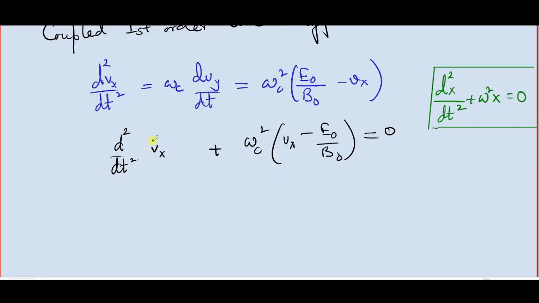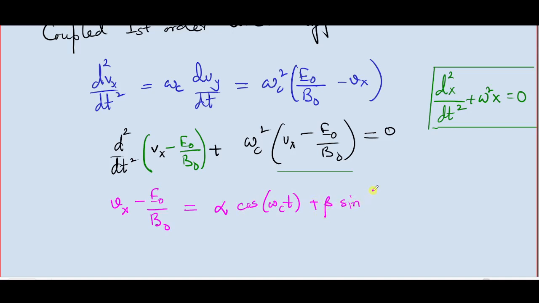Now here, the fact that you have a constant sitting here may seem to make the problem slightly more complicated. But the very fact that this is a constant, the E0 by B0, makes life very simple for us. All you have to do is to realize that E0 by B0 gives you 0 when you differentiate. So you can replace the second derivative of Vx here by the second derivative of Vx minus E0 by B0. And now this definitely becomes the harmonic oscillator equation, where omega, the frequency, is given by omega c, and x, the variable here, is Vx minus E0 by B0. Now we know what the solution to this equation is. The solution is simply Vx minus E0 by B0 equal to alpha, some constant, times cosine omega c t plus beta, some other constant, times sine omega c t.